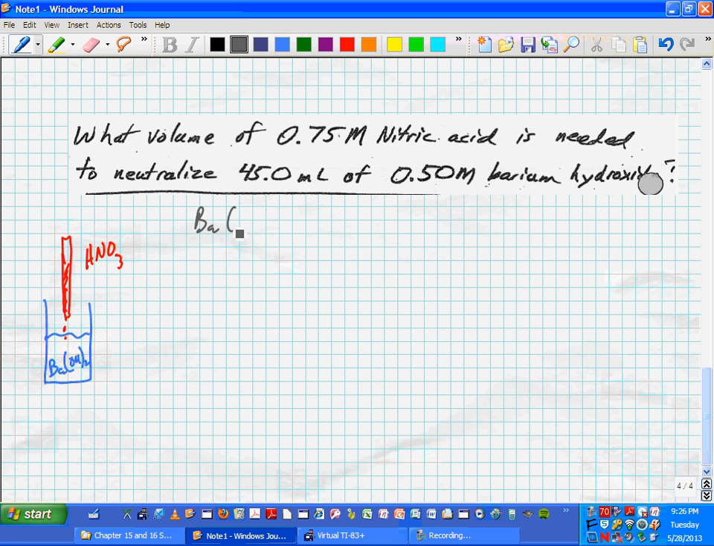I've got barium hydroxide reacting with nitric acid to produce, it's always going to be water because I'm always going to have HOH, it's just a matter of how much water. So H2O and Ba(NO3)2. This is a positive 2, that's a negative 1, so it's going to be NO3 twice.